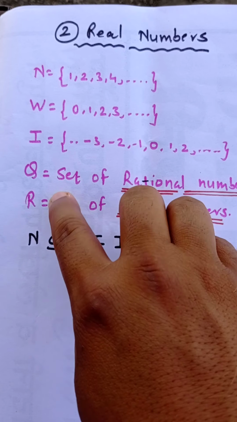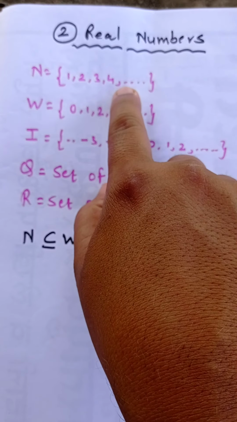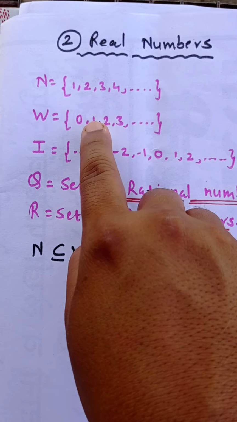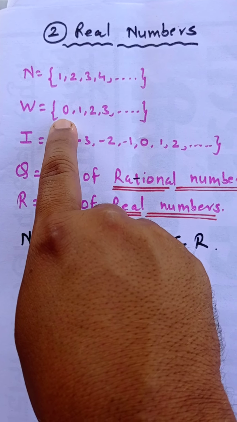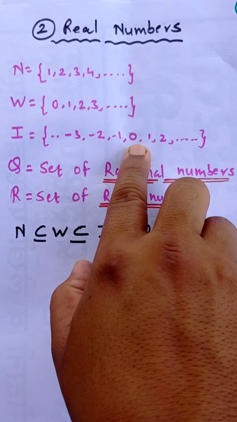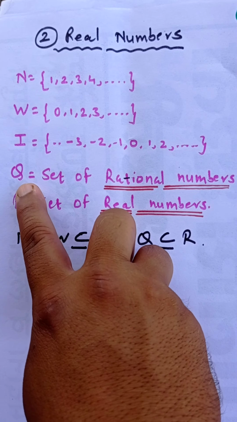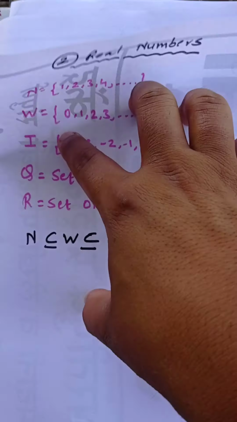Let's revise it again. Natural numbers start from 1, 2, 3, 4 and so on. Infinite natural numbers are there. Then we have learned about whole numbers 0, 1, 2, 3. Whole numbers start from 0. Then integers: negative numbers, positive numbers and 0 are included in the integers. Then we have learned about rational numbers, which are denoted by Q. Then real numbers, denoted by R.